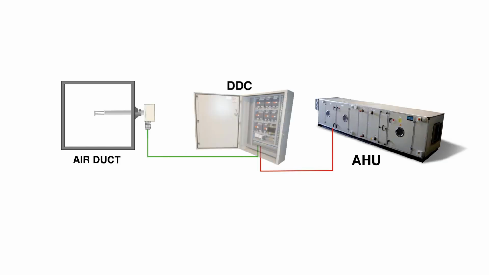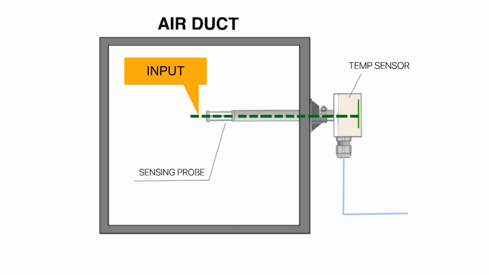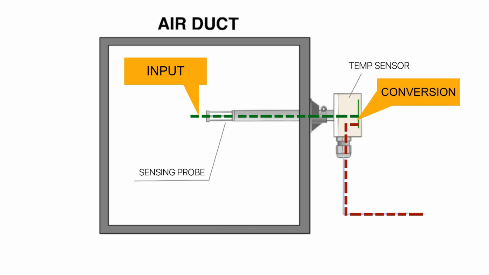A sensor is like a translator between the physical world and machines, just as a human interpreter listens to one language and speaks another. A sensor detects a physical change, or the input, and converts it into an electrical message, or the output, that machines can understand.